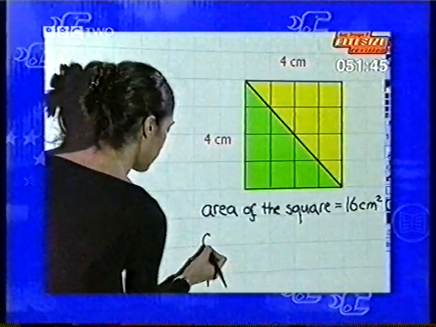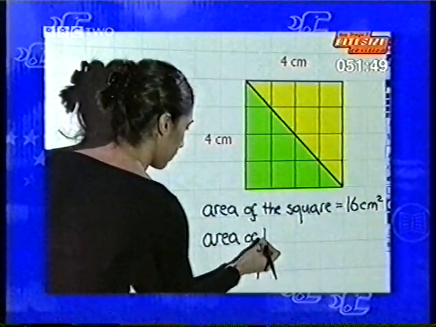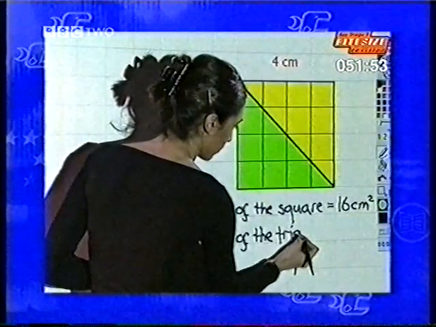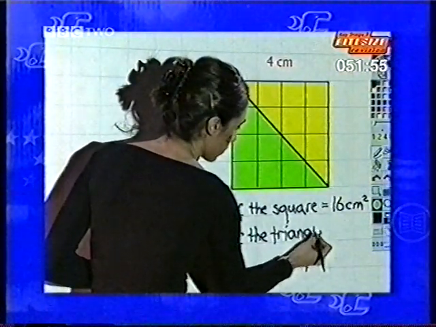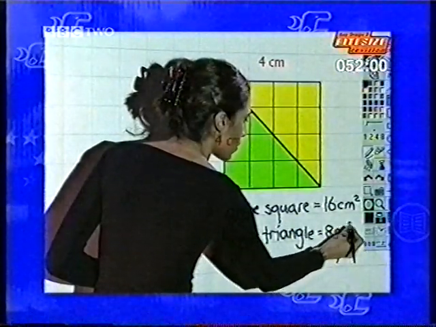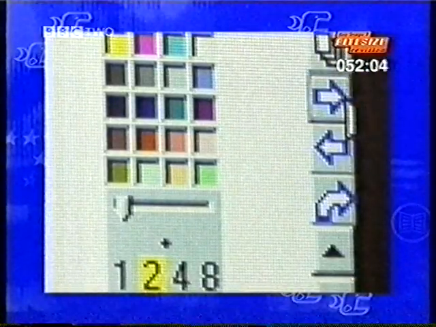So the area of the triangle equals 8 centimetres squared. Right, let's move on to a parallelogram now.